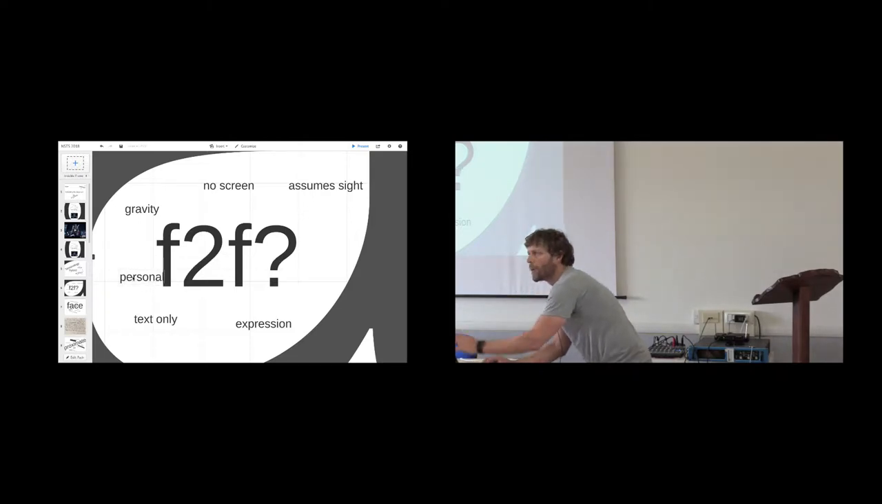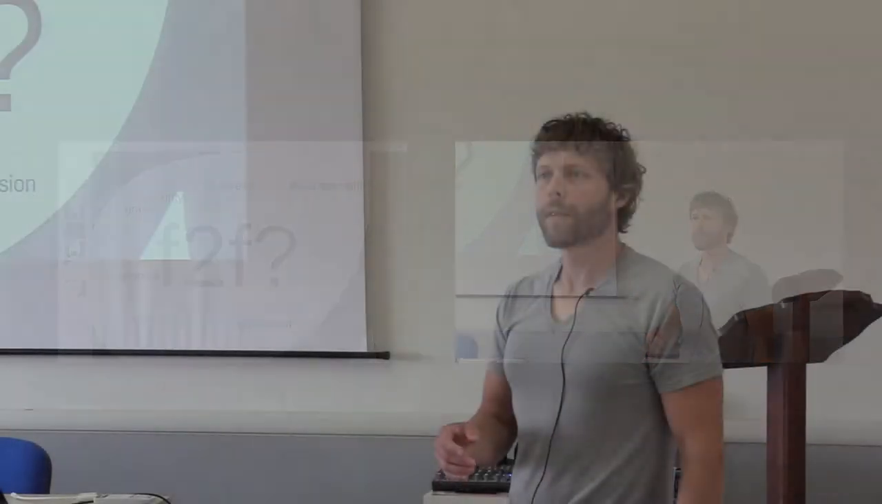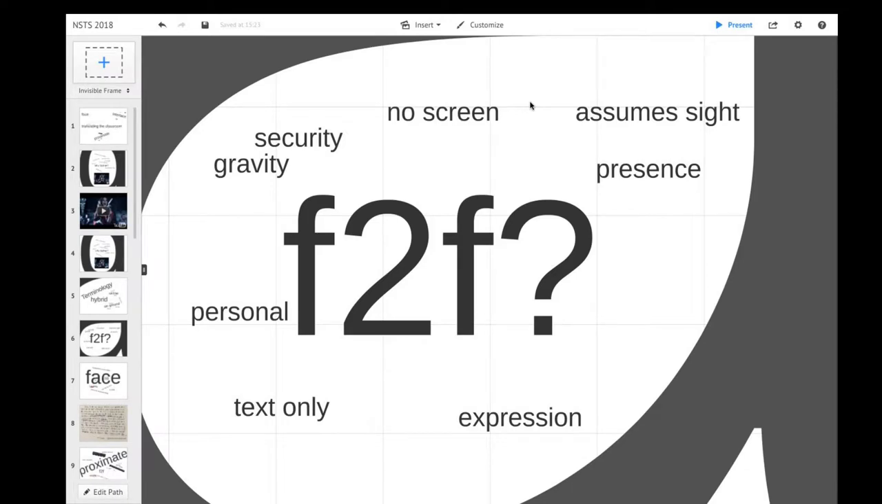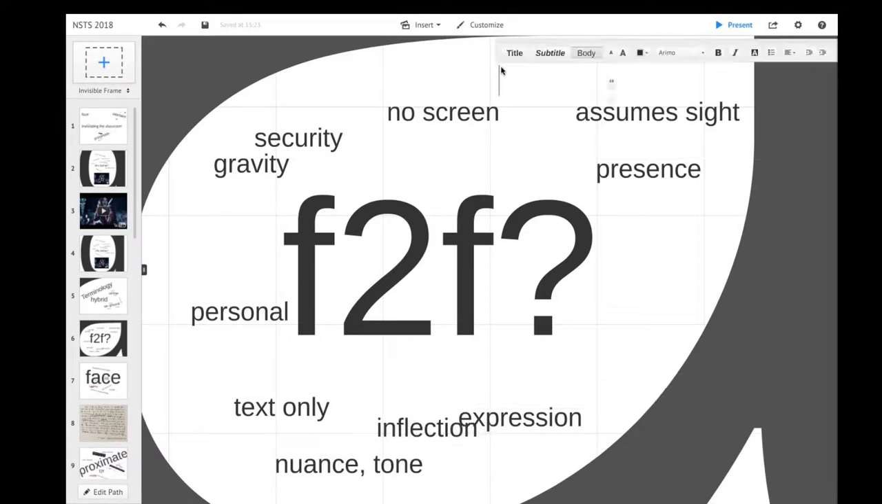Yeah, somebody else said something? I think part of that gravity also has to do with security in some ways, where people might be fearful that something online might not be right. Yep, good. Presence, yeah? Yes, absolutely. This is perfect. You guys are the best. I think, especially with email and text, people talk a lot about how miscommunication is very easy when you can't hear nuance. Yep. And inflection. Nuance, tone, inflection, yep.